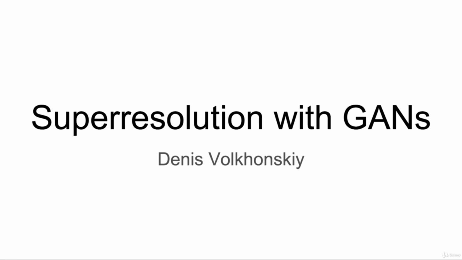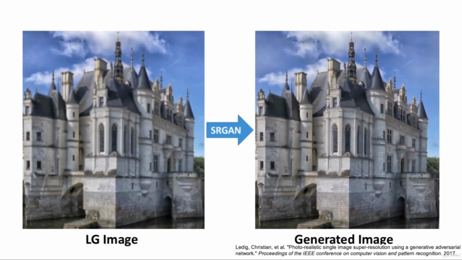In this video, we will study how we can apply generative adversarial networks for the problem of super resolution. If you don't know what the problem of super resolution is, here is an example. The left image is your input image, and imagine that you would like to increase its quality, so you would like to increase its resolution.